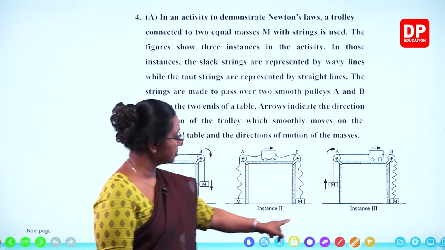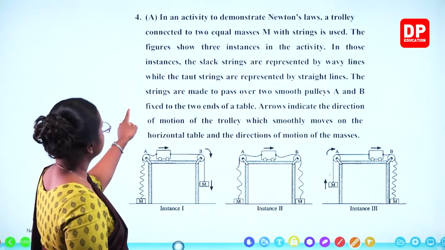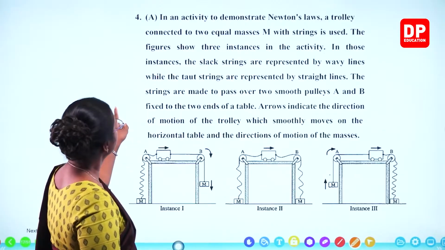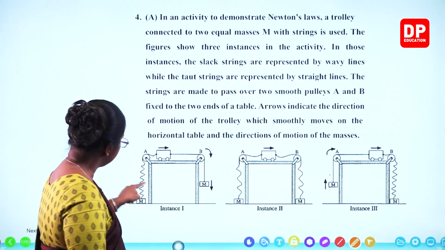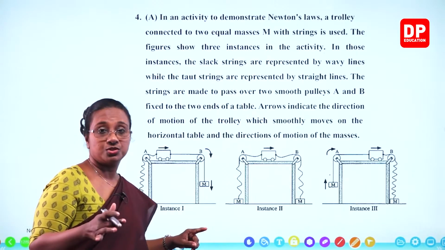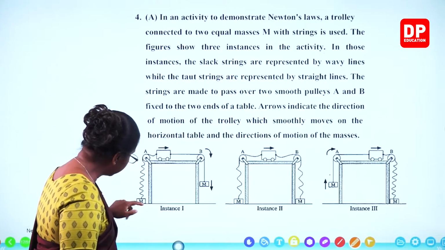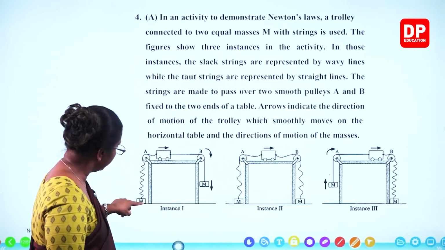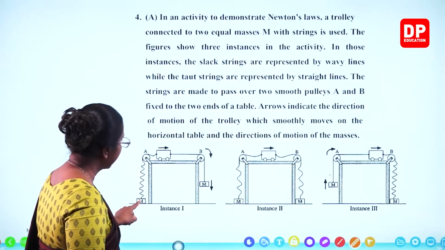Instance 1, instance 2 and instance 3. In those instances, the slack strings are represented by wavy lines while the taut strings are represented by straight lines. Slack strings are these with the wavy line where the string is loose. There is no tension there. So you can see here the mass is resting on the floor, so there is no force exerted. It is a slack string.